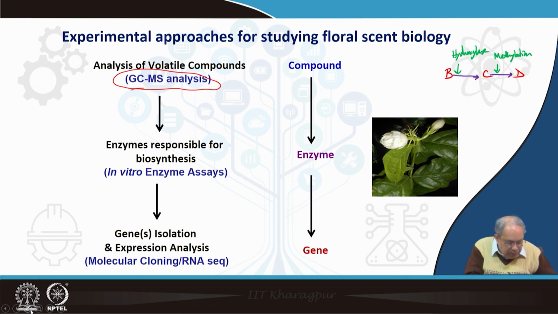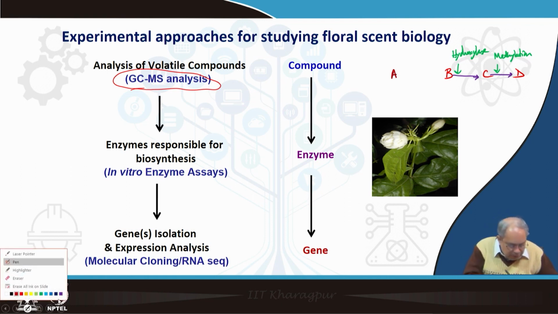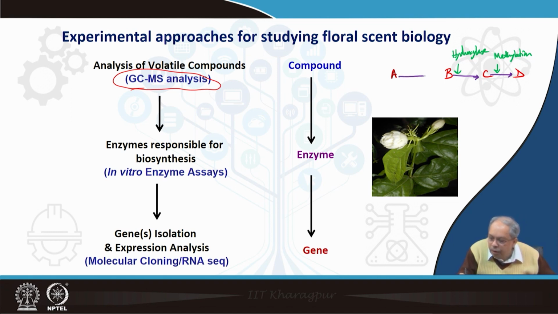Once we know the structure of B, then based on our knowledge of the pathway, we can also predict that B is probably formed from A by another enzyme, perhaps a chain shortening enzyme or chain cleavage enzyme, and that leads to the formation of B. That means, by analyzing the compounds, it is possible to find out the relationship between them, and we can predict what sort of enzyme activities are there.